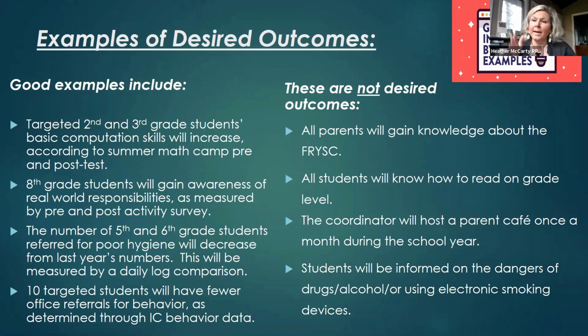And so on the right-hand side, we have some that are not desired outcomes. There are some pieces in there, but as I read through them, if you don't mind, put in the chat what is missing from that example. So number 1, all parents will gain knowledge about the FRISC. So what are we missing in that desired outcome statement when you're creating your action component?